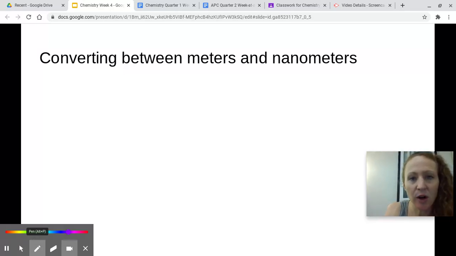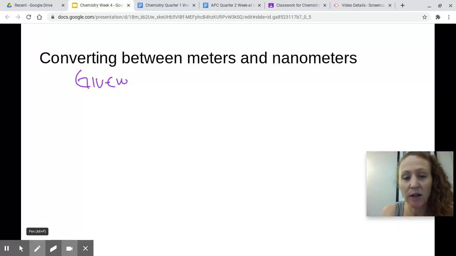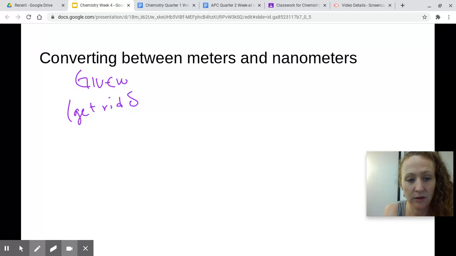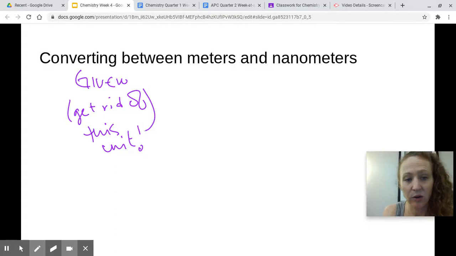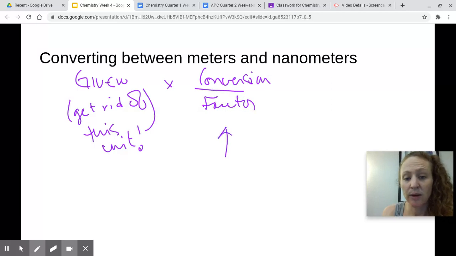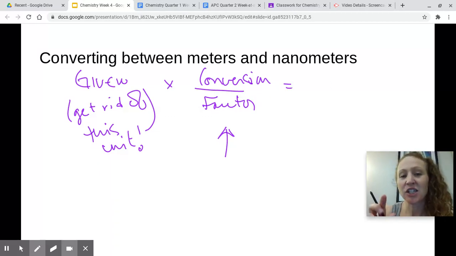When you set this up, you're always going to start with the thing you're given, which is the thing you want to get rid of the unit. Now you're going to multiply that given thing by a conversion factor. We'll talk more about the conversion factor in just a second. When you multiply by a conversion factor, the magical thing is it changes your unit without changing the quantity that you started with.